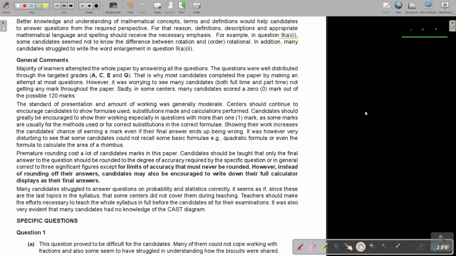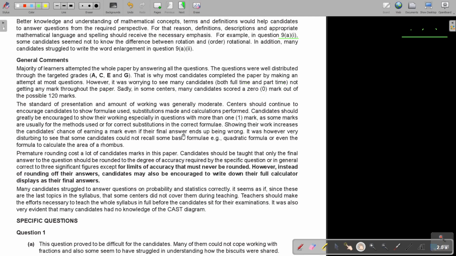The standard of presentation and amount of working was generally moderate. Centers should continue to encourage candidates to show formula used, substitutions made, and calculations performed. Candidates should greatly be encouraged to show their working, especially in questions with more than 1 mark, as some marks are usually for the methods used or for correct solutions in the correct formula. So by just substituting correctly, you can already score 1 mark. Showing their working increases the candidate's chance of earning marks, even if their final answer ends up being wrong.